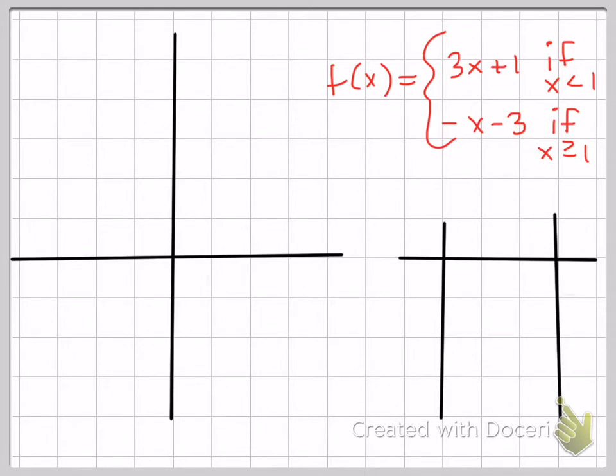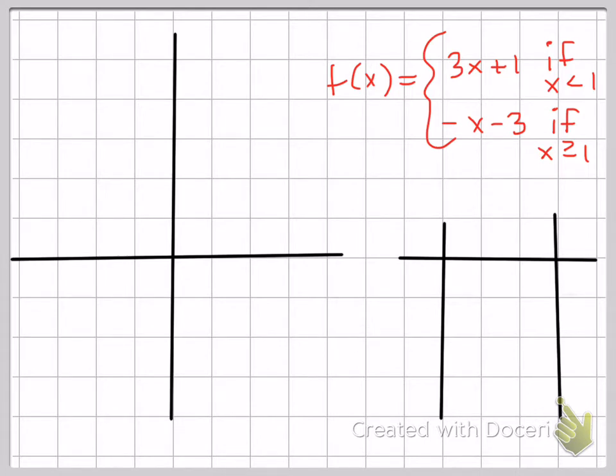It says that f of x equals 3x plus 1 if x is less than 1, and f of x equals negative x minus 3 if x is greater than or equal to 1. The main thing I want you to notice is both of the domains are restricted. The only time I can use the top function is if my values are less than 1. The bottom function I can only use if my values are greater than or equal to 1.